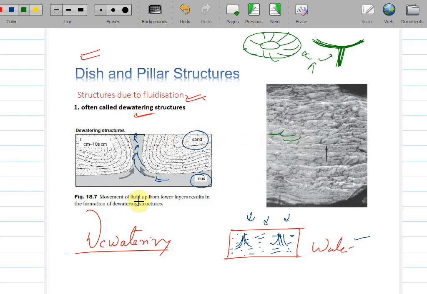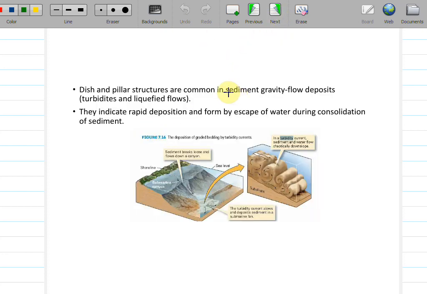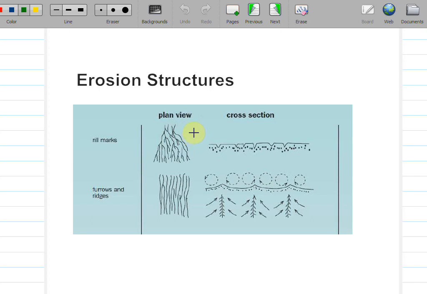Okay, so movement of fluid up from the lower layer results in the formation of dewatering structures, which are called dish and pillars. The dish and pillar structures again are common in your turbidites. Turbidites are sedimentary gravity flows in which rapid deposition happens, generally in the submarine regions, and here you will find your dish and pillar structures.